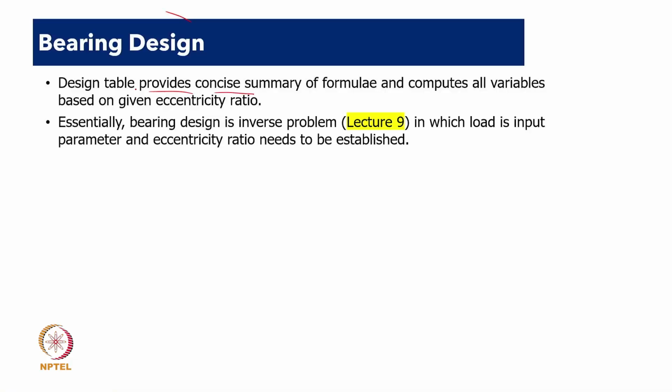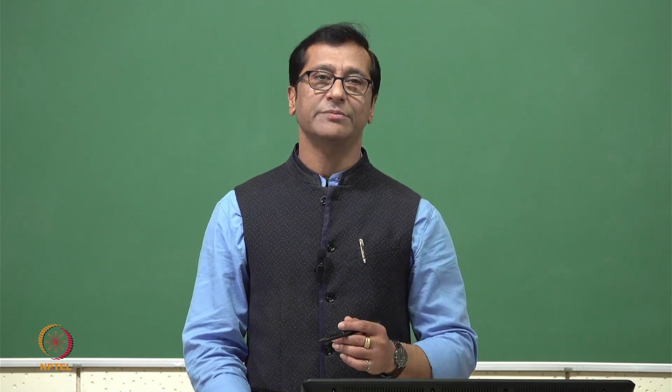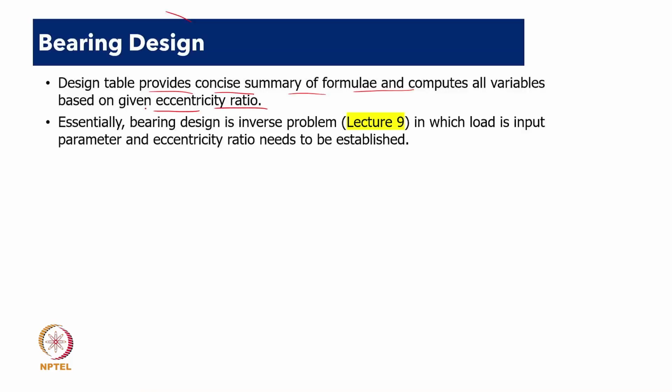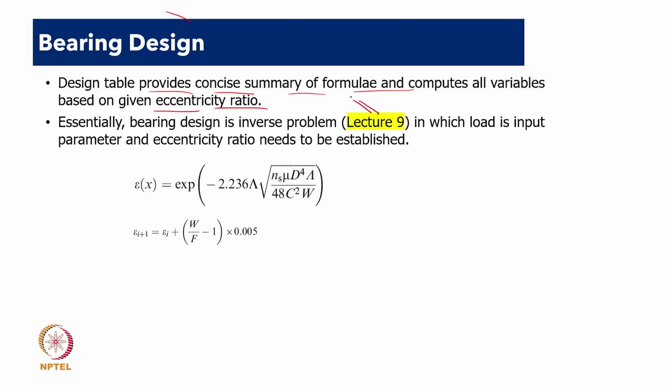We showed one other design table. Of course, I published a design table for the static bearing, and a second paper on the dynamically loaded bearing, but this will provide us some formulas, and most of the time the input is the eccentricity ratio. And then, as we said in lecture 9 and in earlier slides, this bearing problem is an inverse problem. So we can guess the initial eccentricity ratio, the first step eccentricity ratio, in this form.